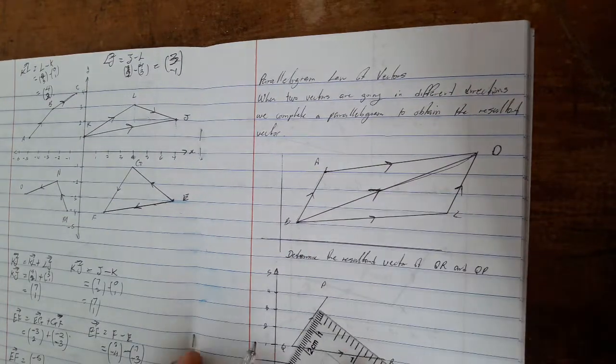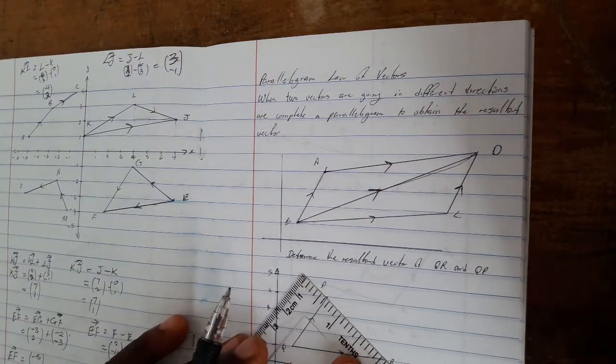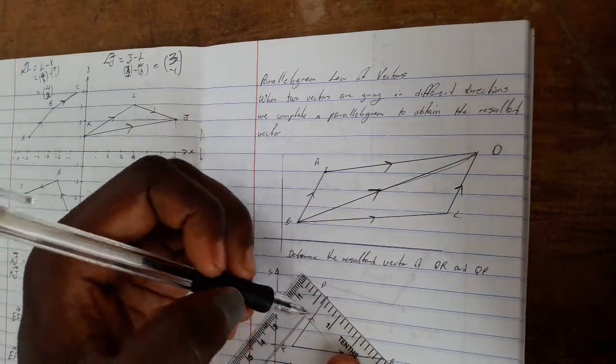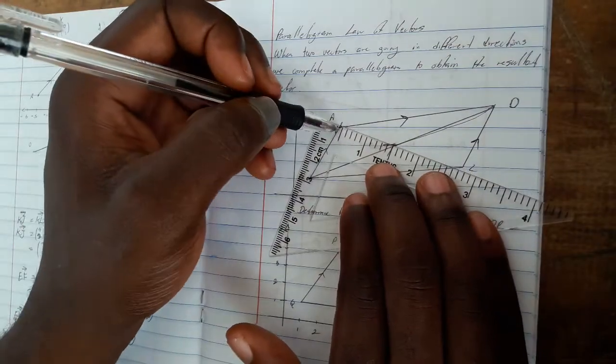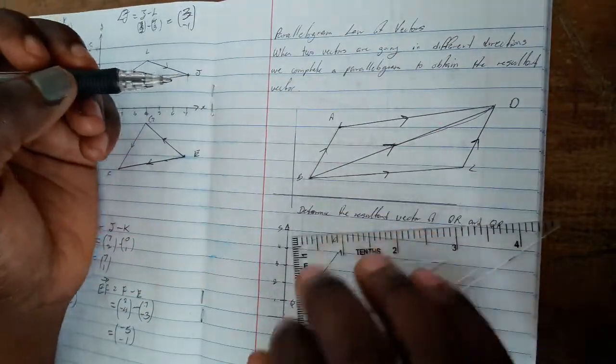Now, why didn't you just obtain a resultant vector by drawing this line here, by this line down here, drawing across the line there? That's not the resultant vector.